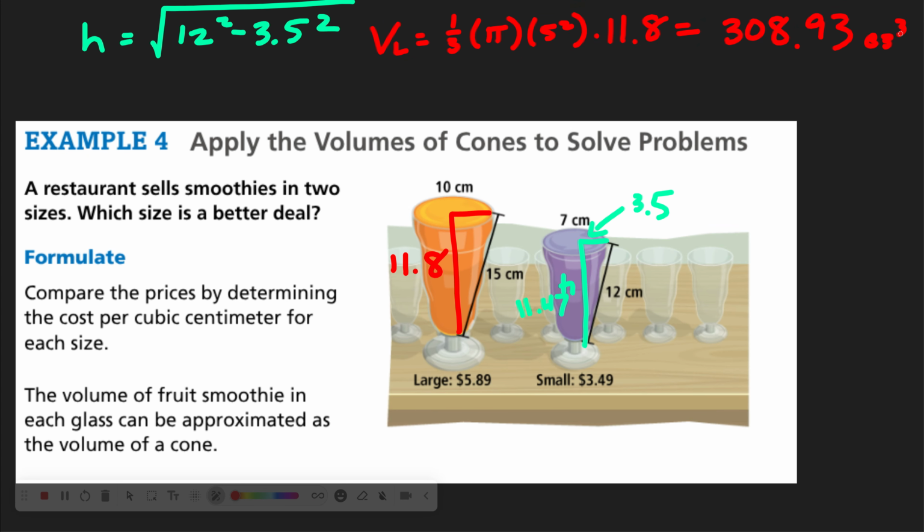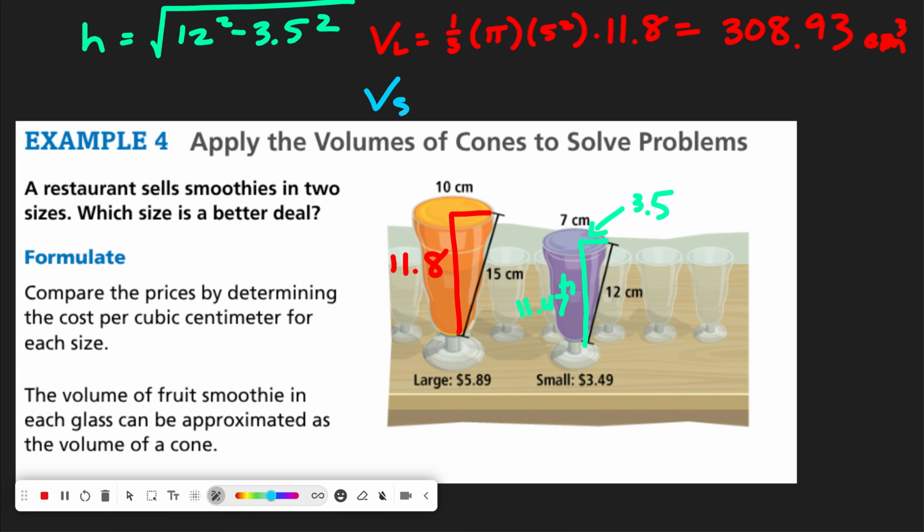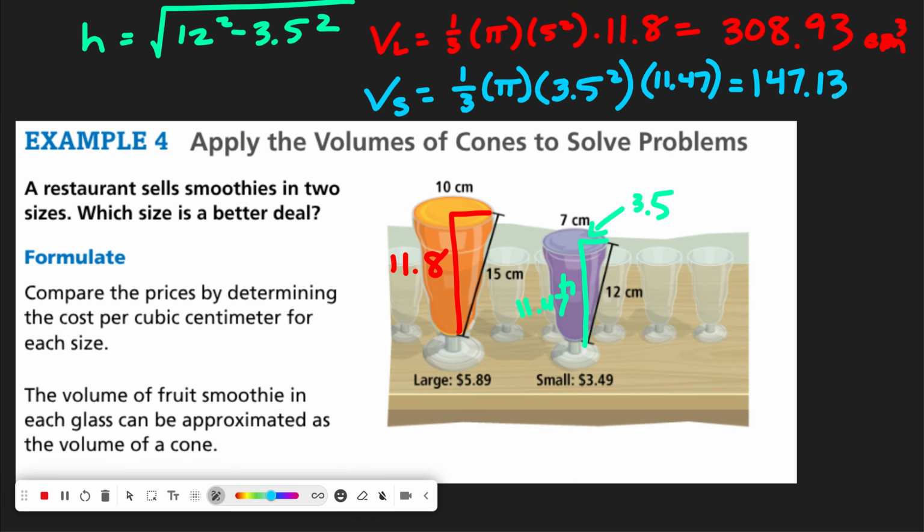cubic centimeters. And then the volume of the other one, the small one, is going to be 1/3 times pi times 3.5 squared times 11.47. And that you get 147.13. Ooh, this is going to be close.